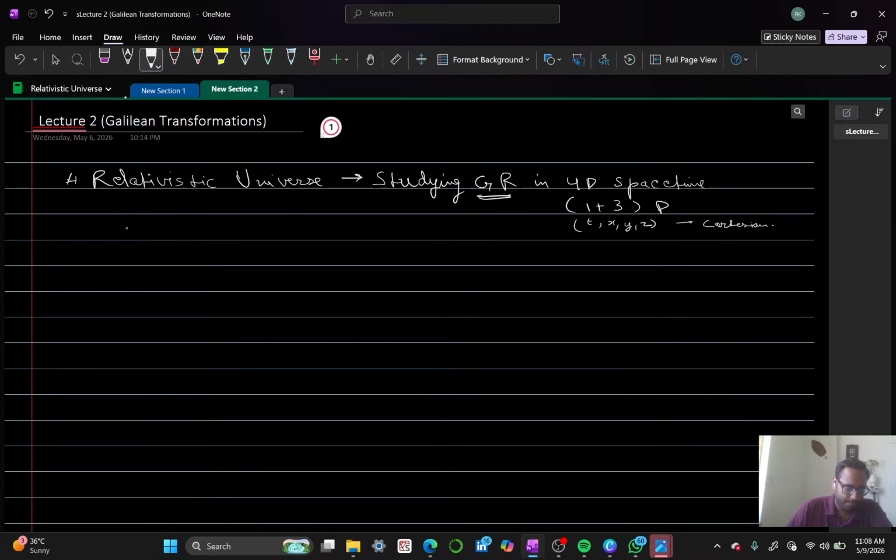Then we just studied how GR can be translated to SR in the weak field limit. Okay, we are just recapping things. So recap, and then how can SR be further translated to Newtonian relativity in the slow motion limit?